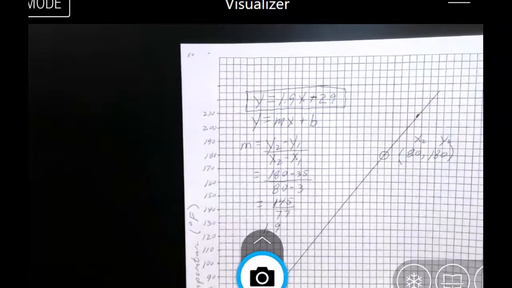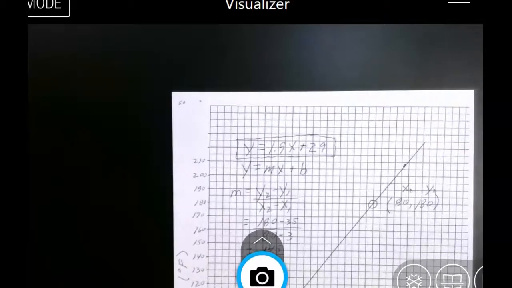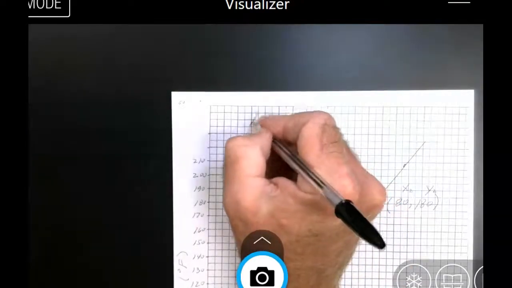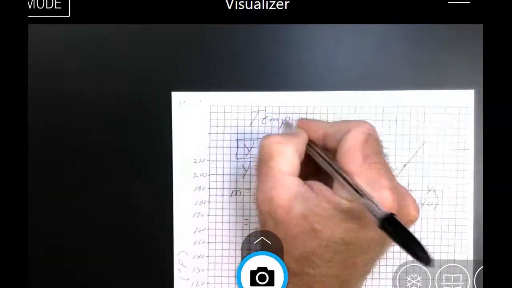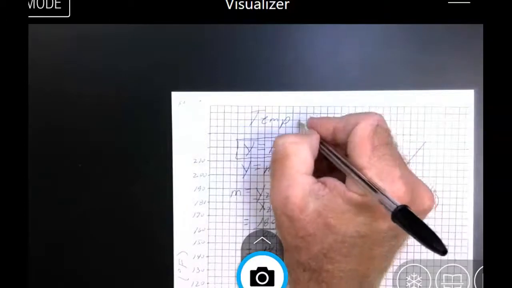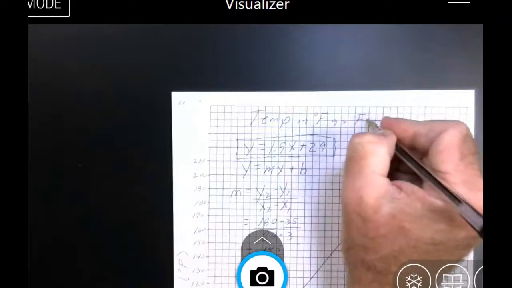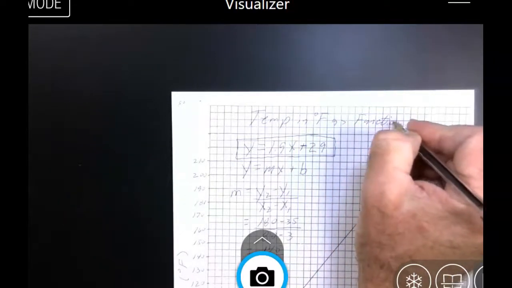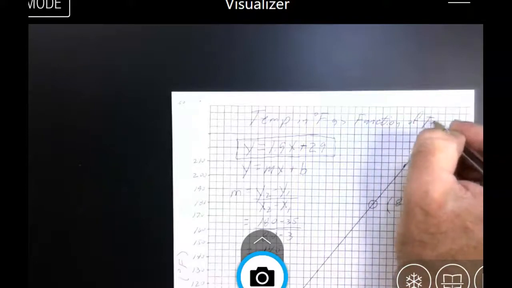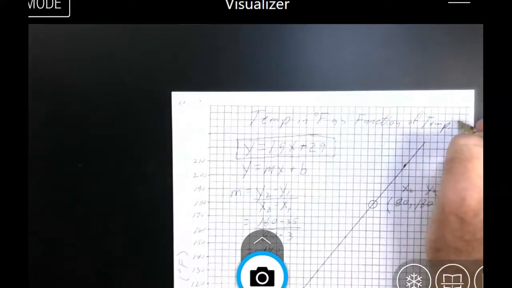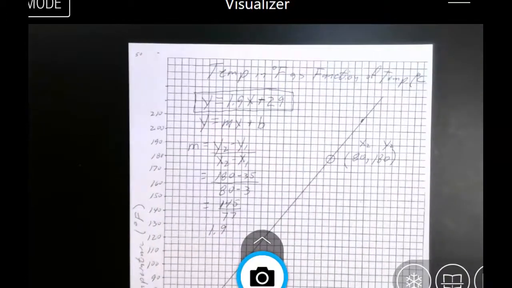Now I'm missing some things on my graph. The most important thing I'm missing is the title. We always want to title y as a function of x. And so I have temperature. I'm going to abbreviate just to keep the video short. Temperature in degrees F as a function of temperature in degrees C. Okay, temperature in degrees F, that's my y value, as a function of temperature in degrees C.